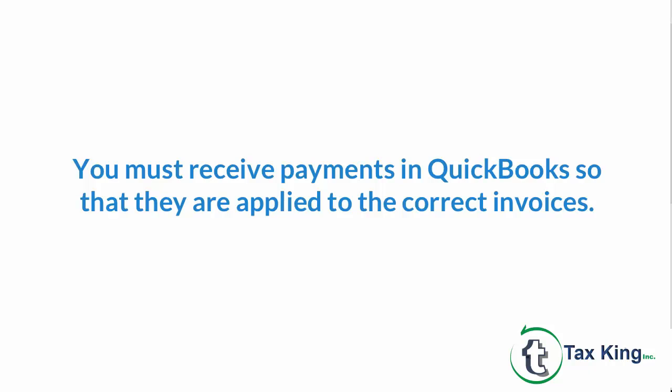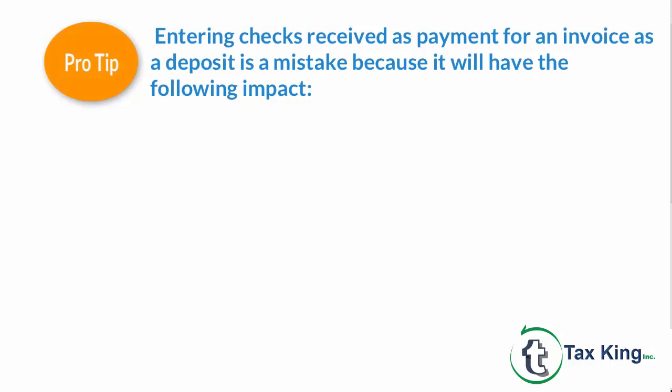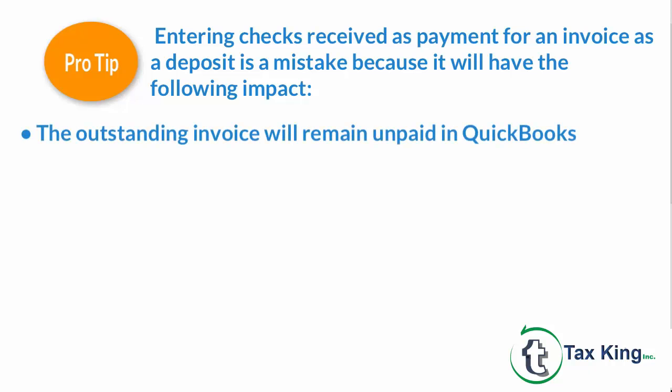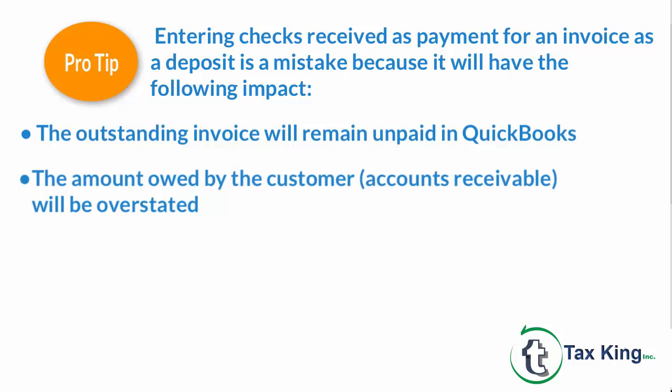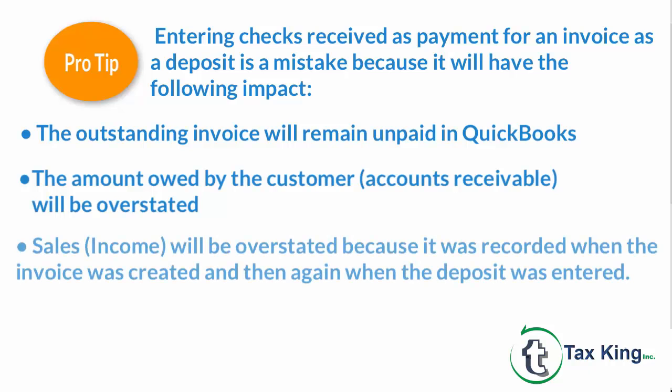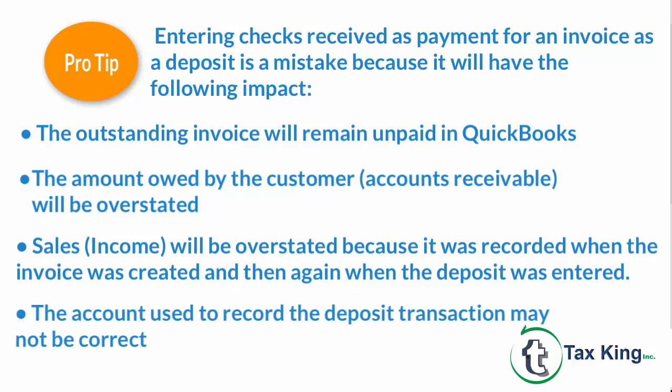One of the most common mistakes made when checks are received from customers is that they are entered into QuickBooks as a deposit. Entering checks received as payment for an invoice as a deposit is a mistake because the outstanding invoice will remain unpaid in QuickBooks. The amount owed by the customer, also known as the accounts receivable, will be overstated. Sales will be overstated because it was recorded when the invoice was created and then again when the deposit was entered. The account used to record the deposit transaction may not be correct.